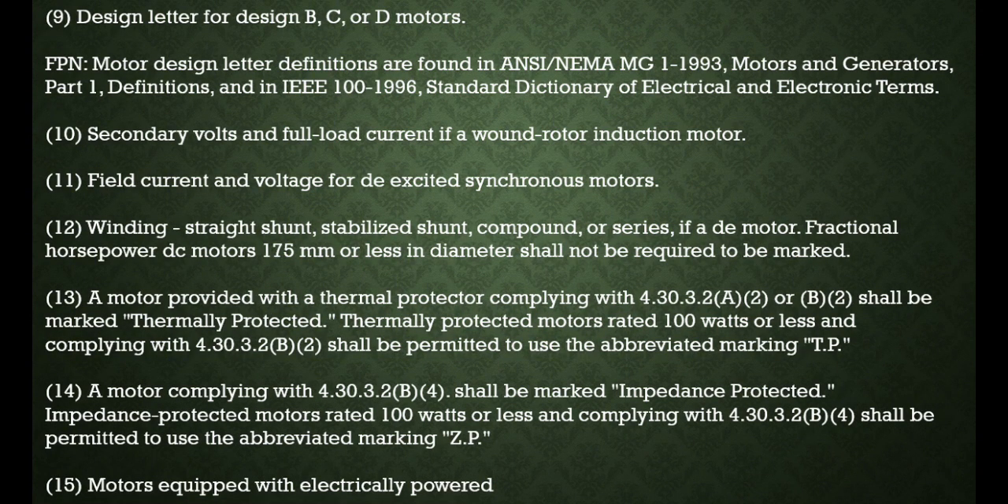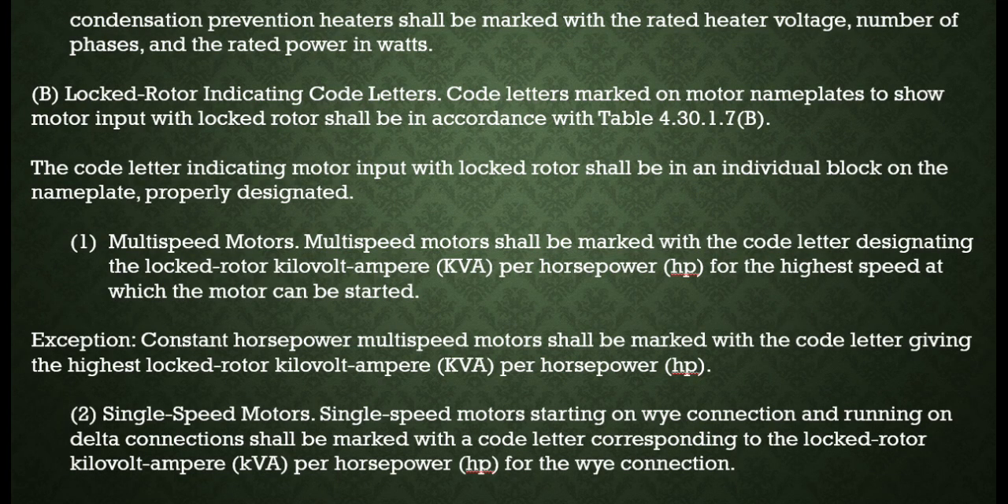For this slide, here is the list of motor marking requirements. Design letters for specific motor types, secondary voltage for wound rotor motors, and field current or voltage for DC synchronous motors are needed. Motors with thermal protection must be marked thermally protected or TP, and impedance protected motors as impedance protected or ZP. So the next slide focuses on locked rotor indicating code letters on motor nameplates.